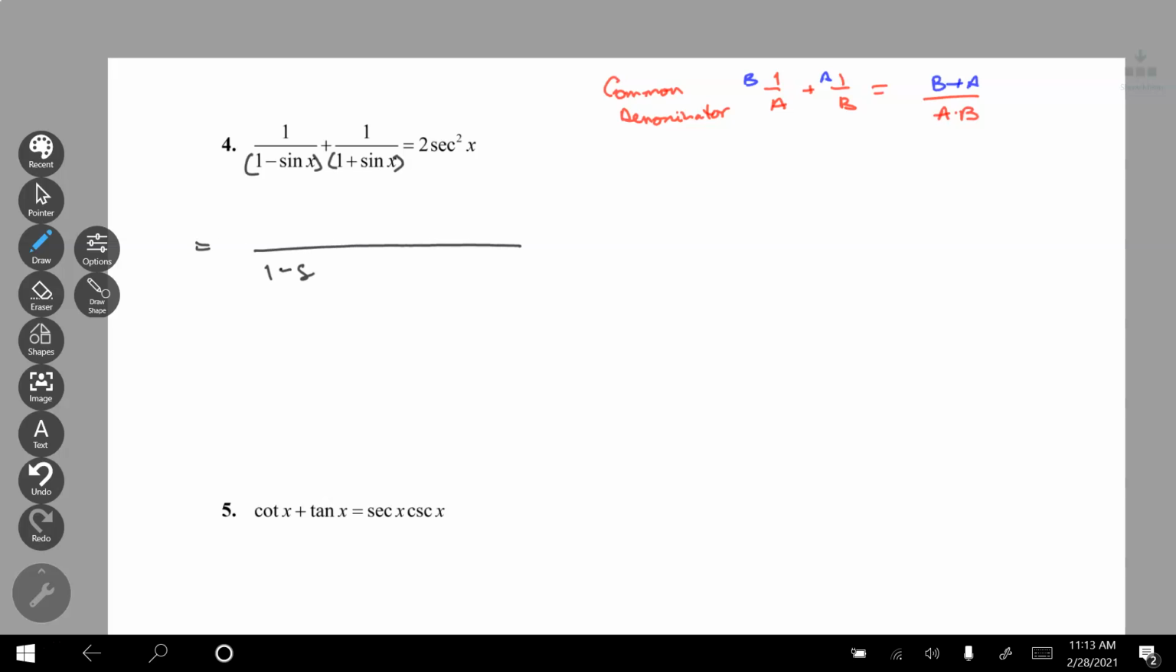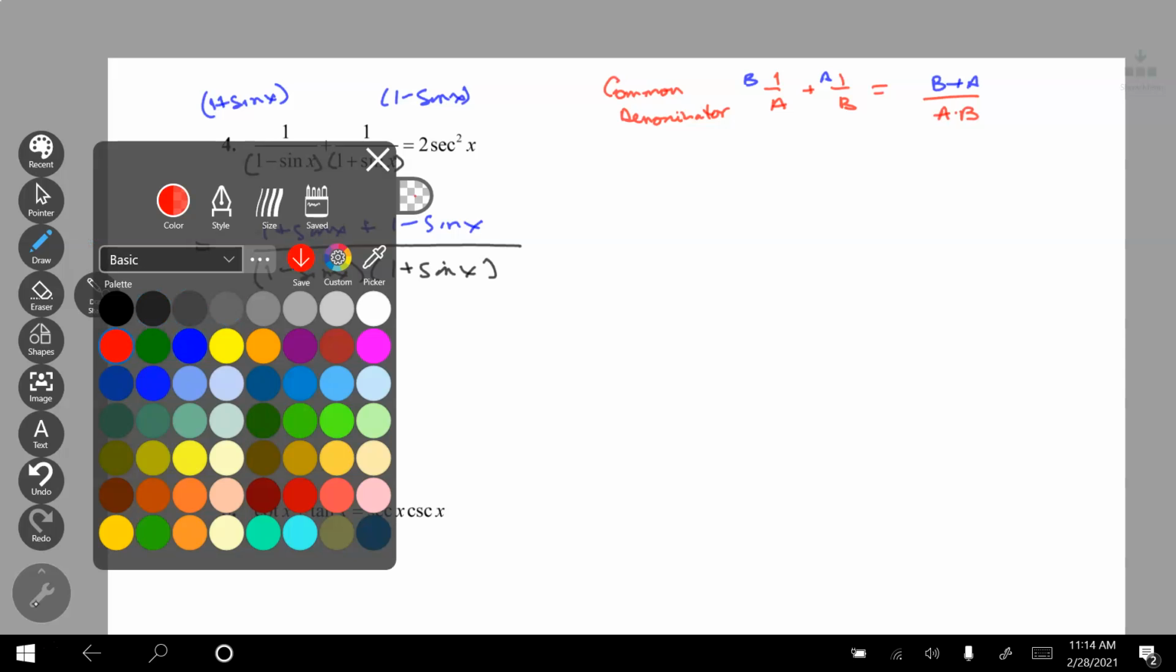so my common denominator for this example would be 1 minus sine of x times 1 plus sine of x, which we just saw is something that we like when they multiply each other. Which means I would have to multiply this first fraction by 1 plus sine of x, and the second fraction by 1 minus sine of x. And I do that, and I get 1 plus sine of x plus 1 minus sine of x as the brand new numerator, because there's only 1's on top.